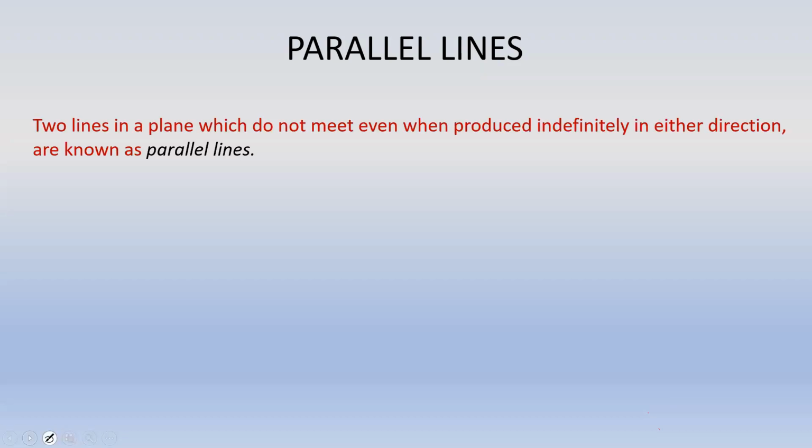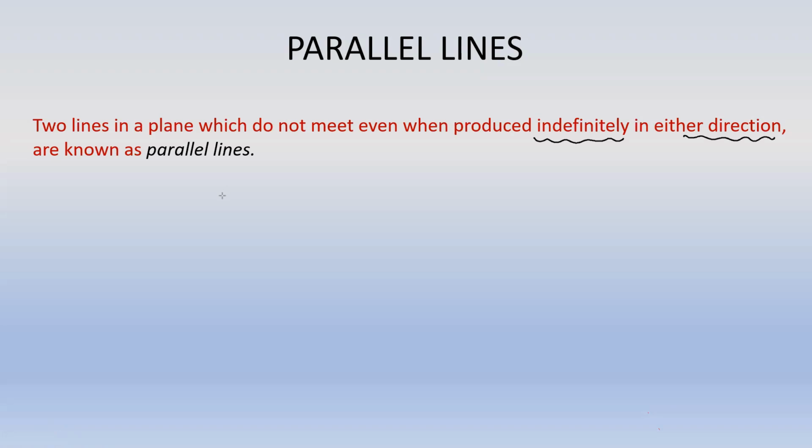Now in today's video, we will understand what are parallel lines and what is the distance between two parallel lines. So let us begin. Two lines in a plane are said to be parallel if they do not meet when produced indefinitely in either of the directions. Now what does this mean?